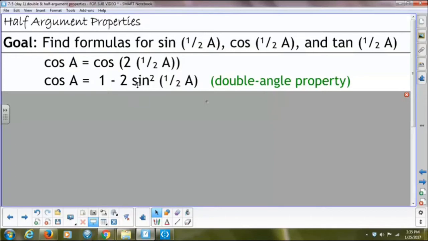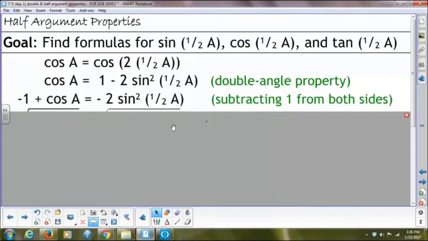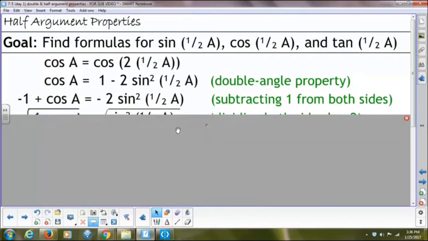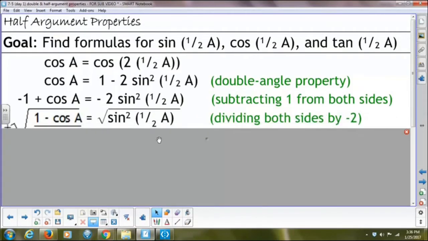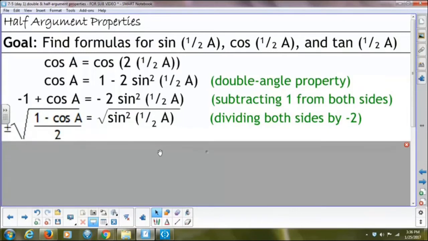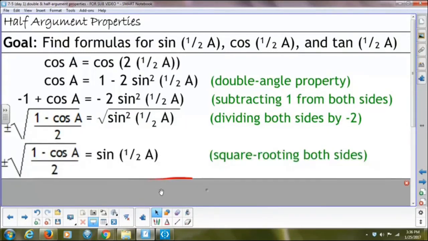And look, I'm using the one with sine because I'm going to first of all find a formula for the half argument for sine. So it's 1 minus 2 sine squared of 1/2 a. And then you move things around and you end up with this. And now we're going to divide by -2 and take the square root of both sides because we have a sine squared and we want a sine. And don't forget, when you take the square root of both sides, you have to do plus or minus. And so then we get this. So that is our half argument for sine.